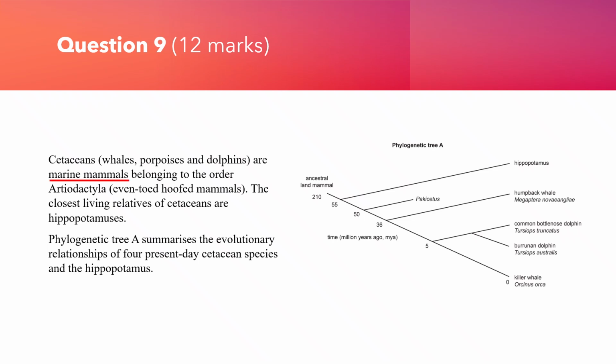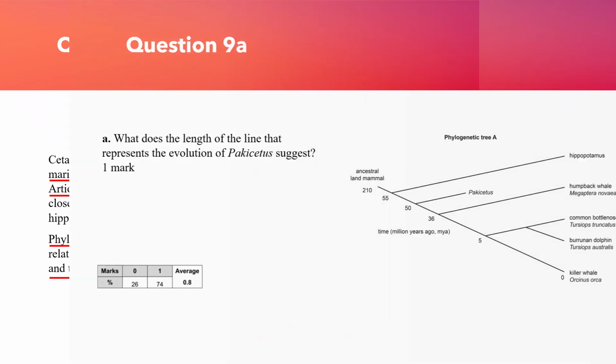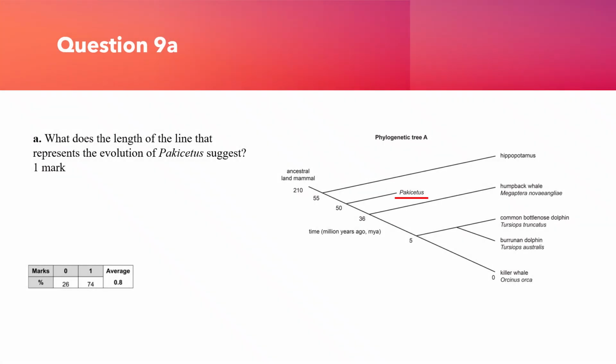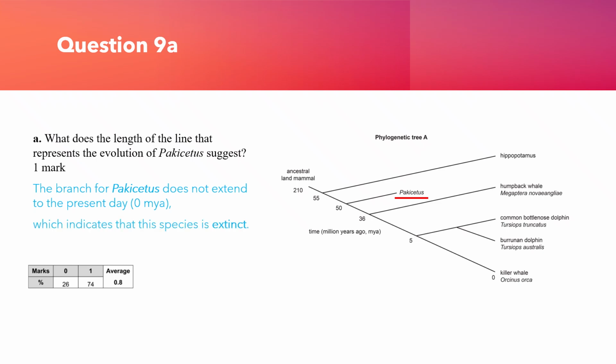Cetaceans, whales, porpoises and dolphins are marine mammals belonging to the order Artiodactyla, even-toed hoofed mammals. The closest living relatives of cetaceans are hippopotamuses. Phylogenetic tree A summarizes the evolutionary relationships of 4 present-day cetacean species and the hippopotamus. The branch for Pakicetus does not extend to the present day, 0 mya, which indicates that this species is extinct.